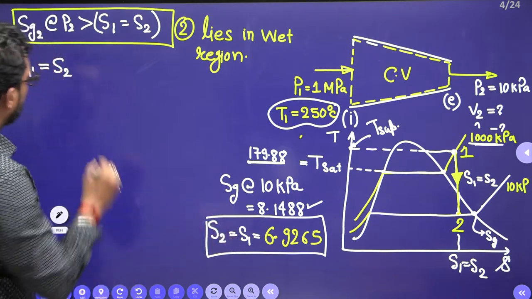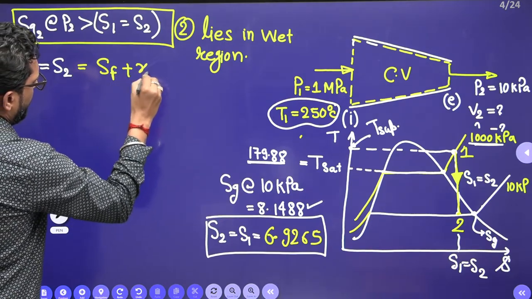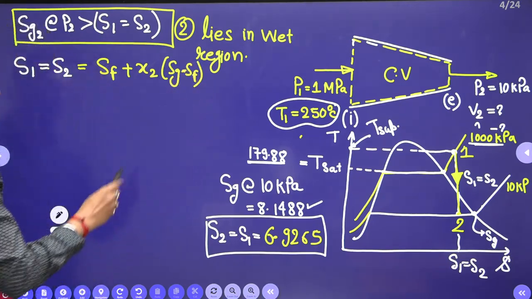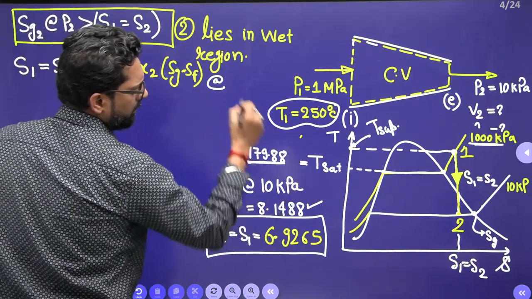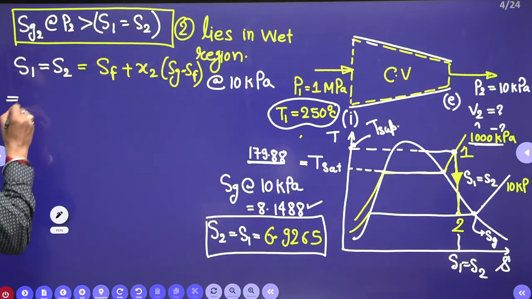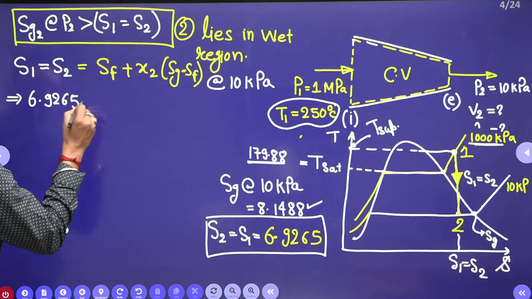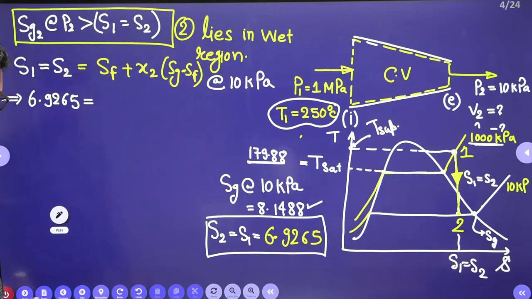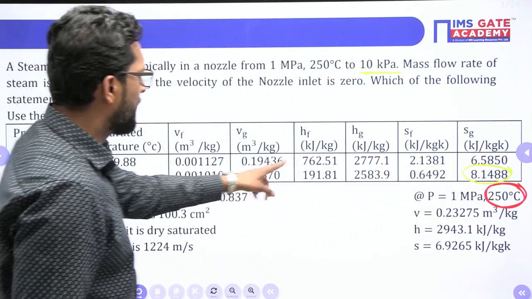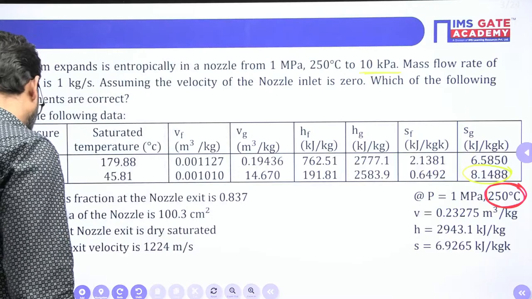What is the S1 you have? And what is the S2? S2 is SF plus X2 times (SG minus SF). This is very simple. At which pressure? At a pressure of 10 kilopascal, you have all the data. S1 is equal to S2, this one is 6.9265. At 10 kilopascal, all the data is given. SG is given. SF is given. Put all these values and find X.